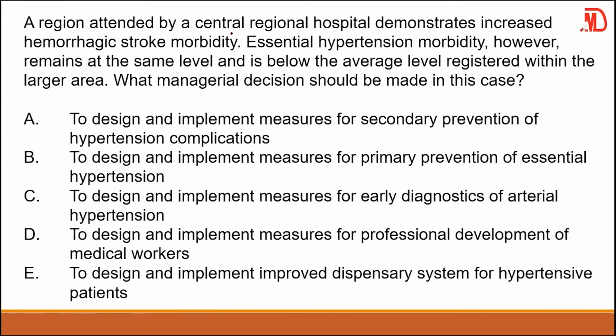A region attended by a central regional hospital demonstrates increased hemorrhagic stroke morbidity. Essential hypertension morbidity, however, remains at the same level and is below the average level registered within the larger area. What managerial decision should be made in this case? So first of all, you need to understand what all these things are. When we're talking about hemorrhagic stroke, we are referring to a stroke that is developed due to what? Bleeding.